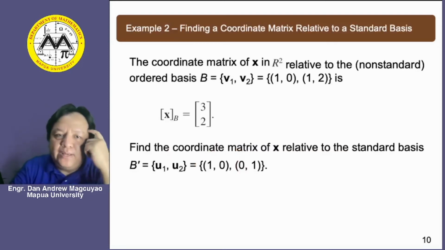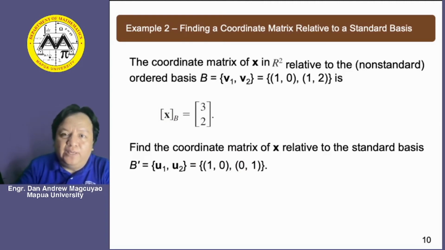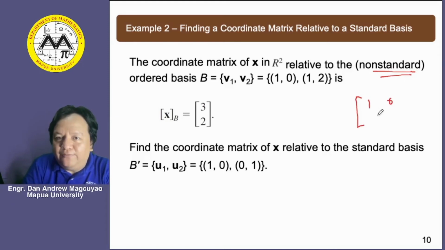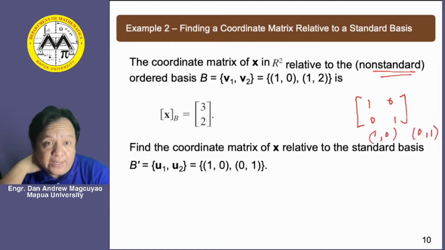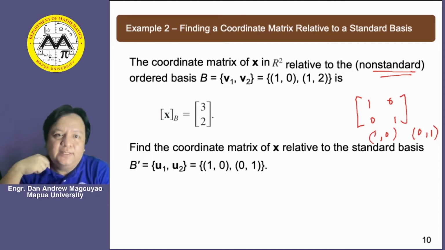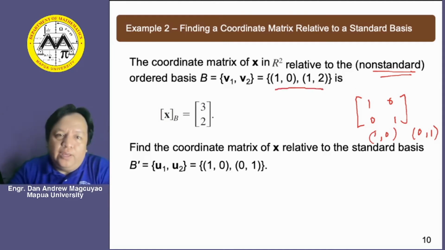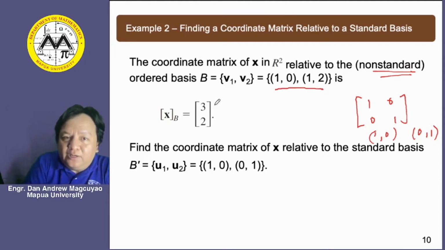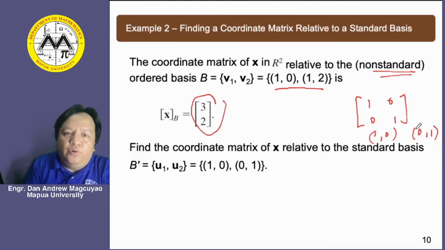Now find the coordinate matrix of x in R squared relative to the non-standard ordered basis. This is not the one that would give us 1, 0 and 0, 1 respectively, not the natural or standard basis. The basis vectors are 1, 0 and 1, 2. If 3, 2 is the coefficient matrix, we're looking for the coordinate matrix of x relative to the standard basis.